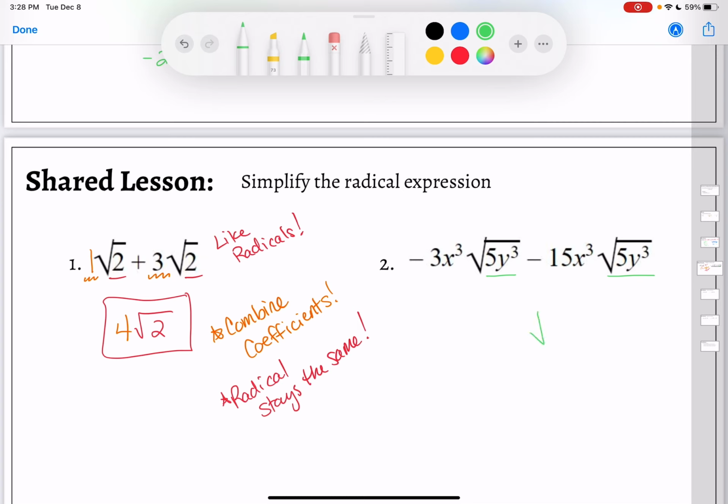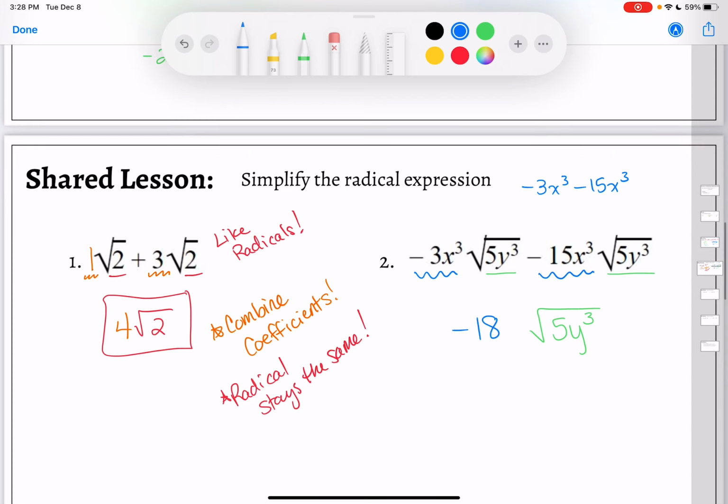All right, so my radical doesn't change, so I have 5y to the third staying in my radical. What I do is I combine my coefficients. Negative 3x to the third minus 15x to the third. Now, if I just had negative 3x to the third minus 15x to the third, those are like radicals, right? I would just combine my numbers in front. I'd get negative 18, like terms. Negative 18x to the third, right?